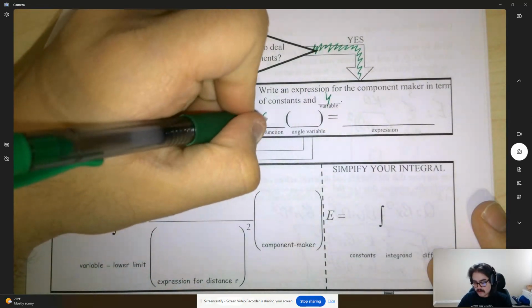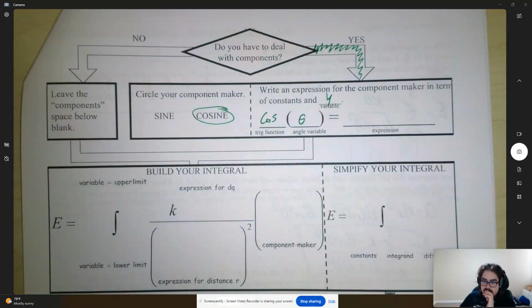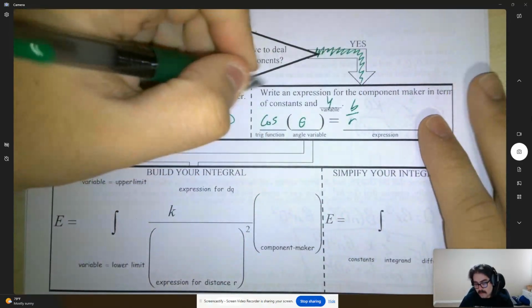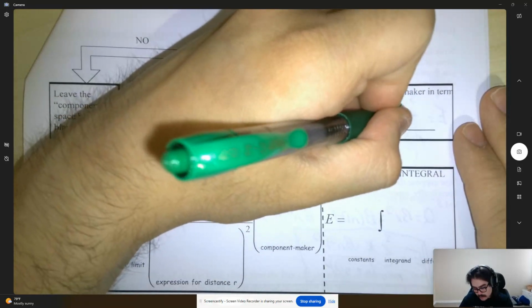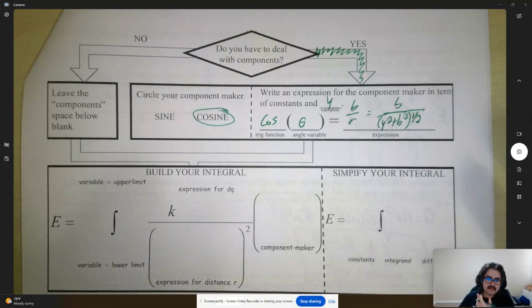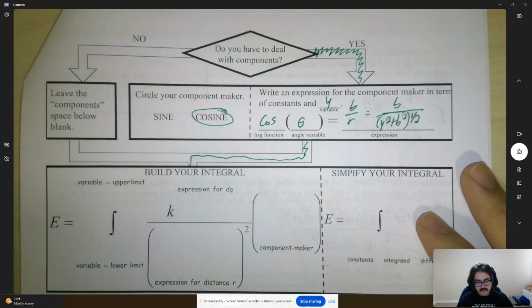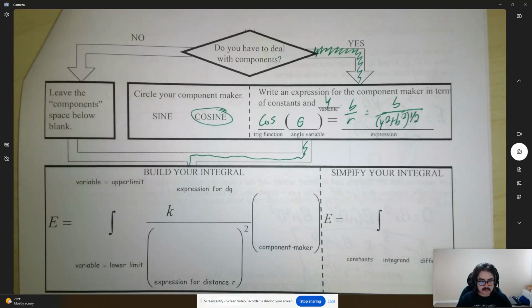I can say that the cosine of the angle, which is theta, I want to get in terms of y. So I don't want to leave it just cosine theta like I did that one time. I actually have to get it in terms of y. I can express this as the adjacent over hypotenuse, which would be b over r, which in this case is equal to b over y squared plus b squared to the 1/2 power. I can do that. I'm fine with that. And now when I build my integral, when I put everything together, it's going to end up so wonderful and serendipitous.